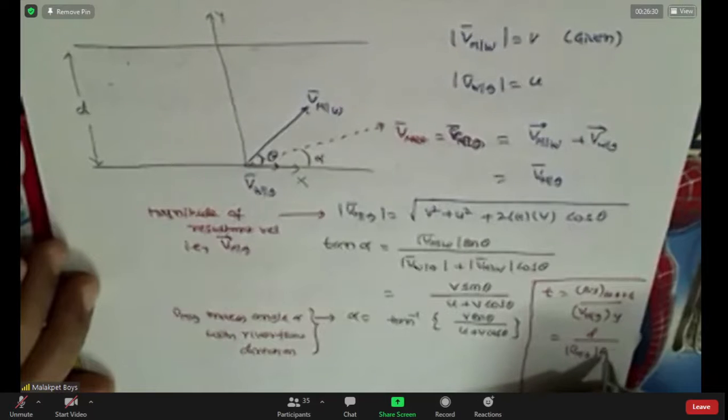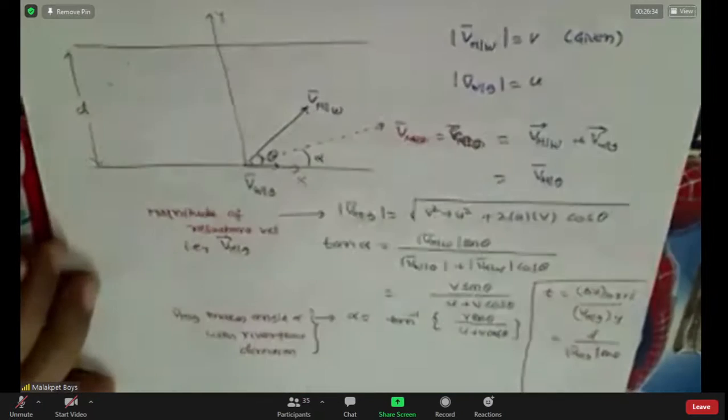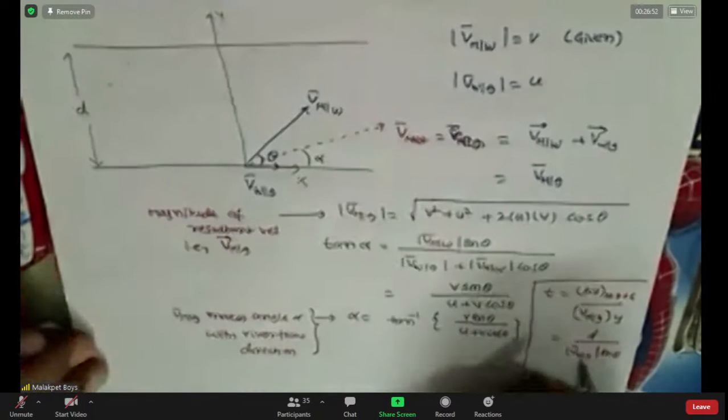Sin theta. Do you agree with this? This component in this vertical direction is how much? Remember this? Sin alpha, right? Yes, sir. Sin alpha.